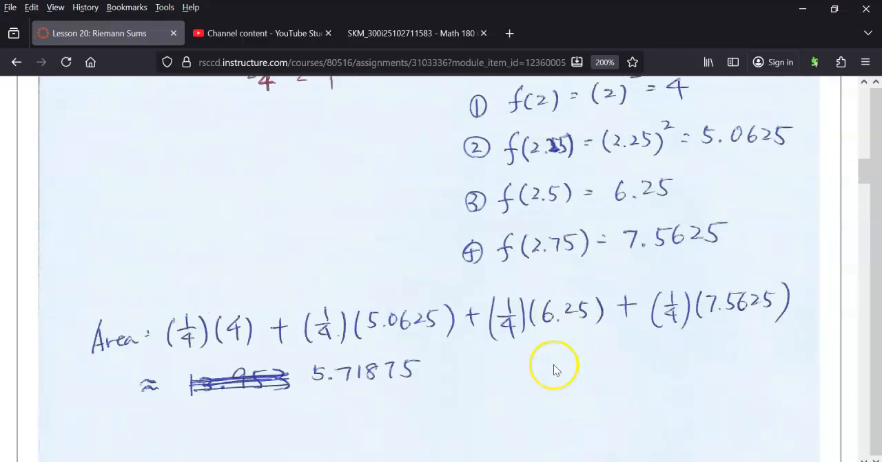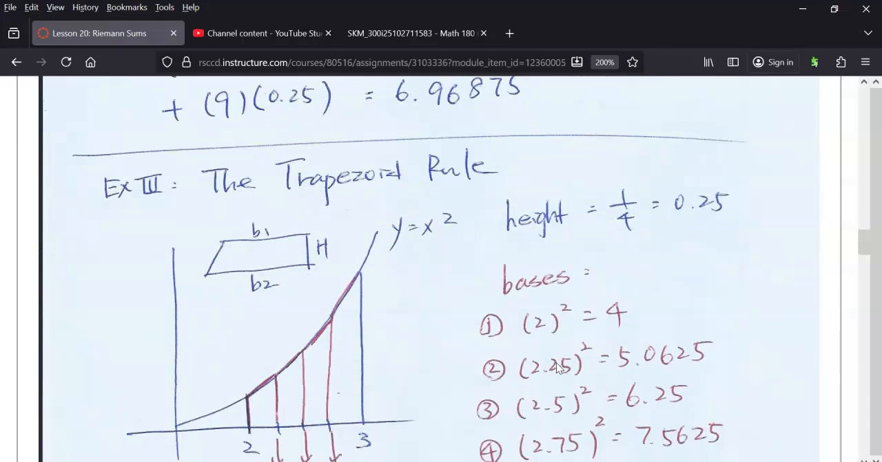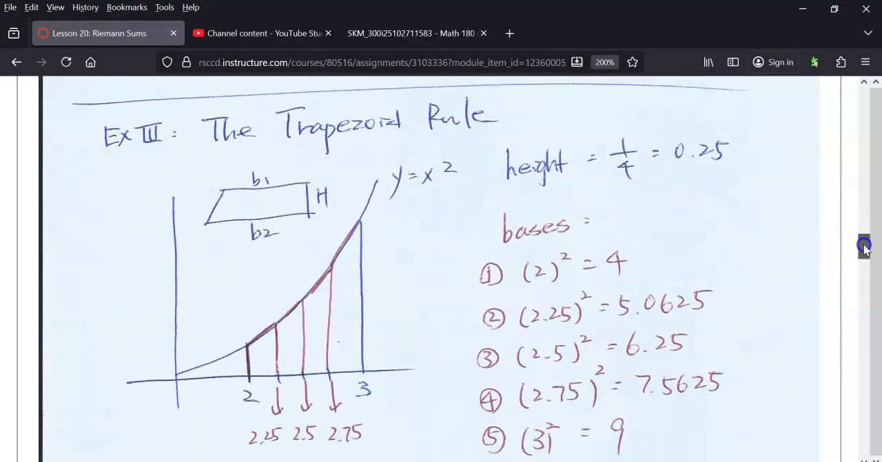Now both of these methods are not ideal, because one underestimates and one overestimates. A better way of doing this is probably using what we call the trapezoid rule. If you look, each one of these areas under the curve is not really a rectangle. A trapezoid would be a better fit. The area of a trapezoid is base one plus base two, times height, divided by two.